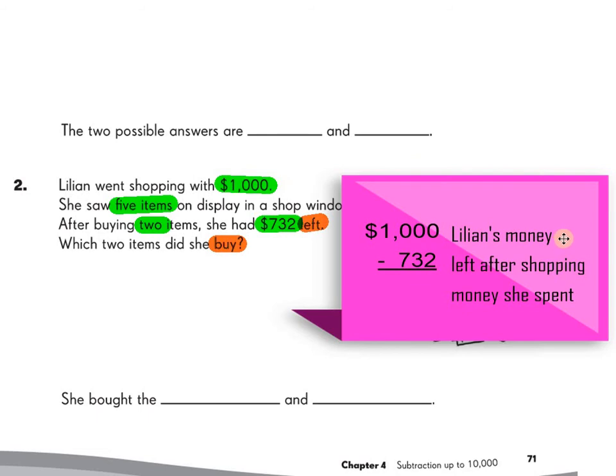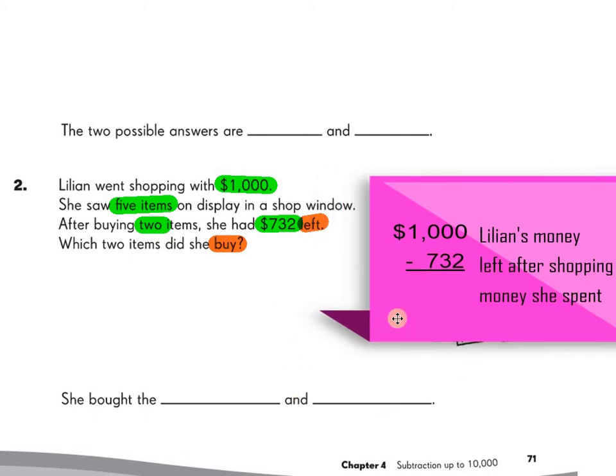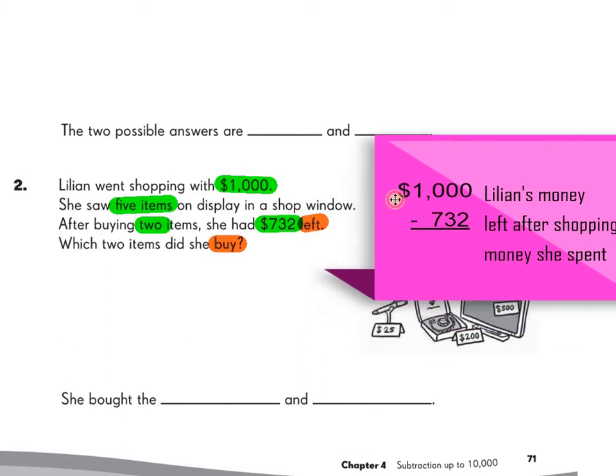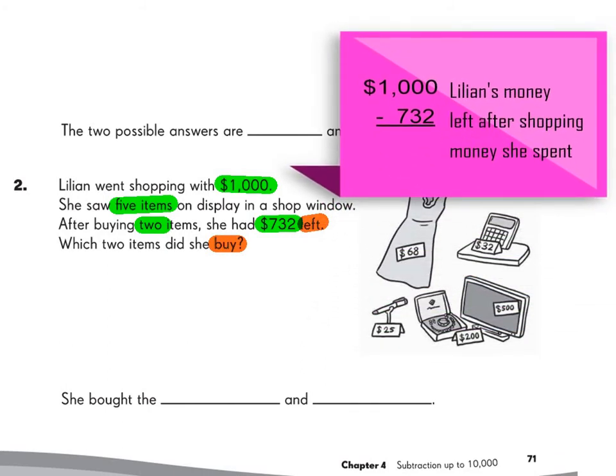Lillian has $1,000. She bought 2 items, and she had $732 left. So left after shopping, $732. So I want you to figure out how much money she spent. So press pause and figure out how much money she spent. Okay, so she spent $268 buying 2 items. So which 2 items did she buy? I want you to figure that out and write that on that line right there.